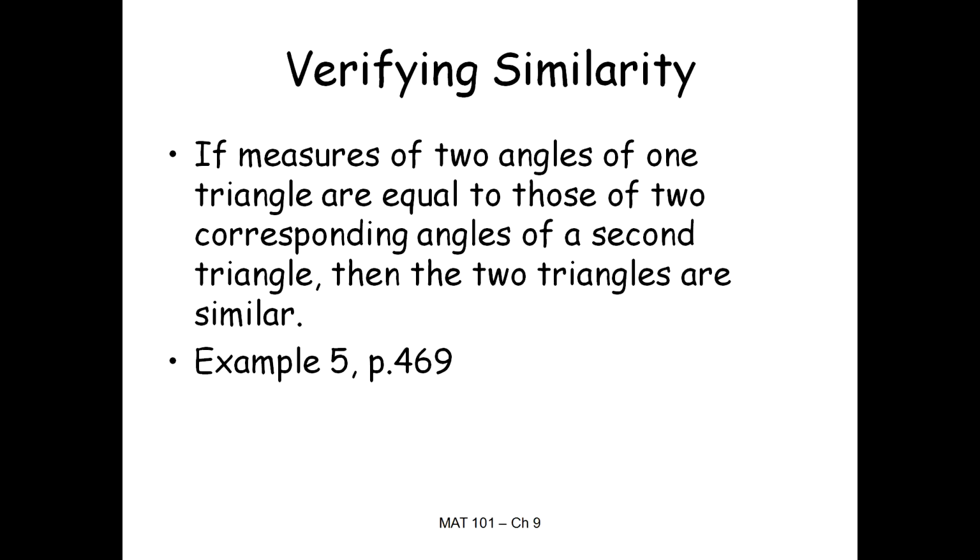If measures of two angles of one triangle are equal to those of two corresponding angles of a second triangle, then the two triangles are similar. Now, the number of degrees of the angles of a triangle must always add up to 180 degrees. So what this means is if the measures of two angles are equal to those of two corresponding angles, then the two triangles are similar. The third angle is always going to be the remaining value.